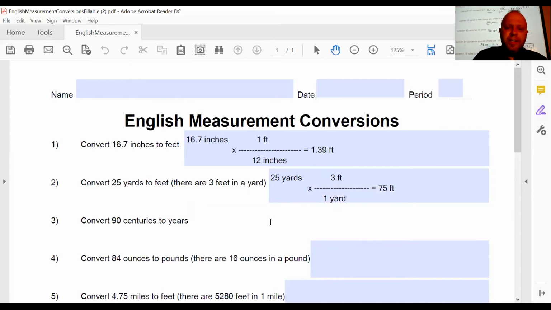For the next one, we have 90 centuries. We're going to try and convert that to years. So we have, and I'm just using the hyphen to generate that line that you see there, every 1 century is equal to 100 years. So we wind up with an answer of 9,000 years.